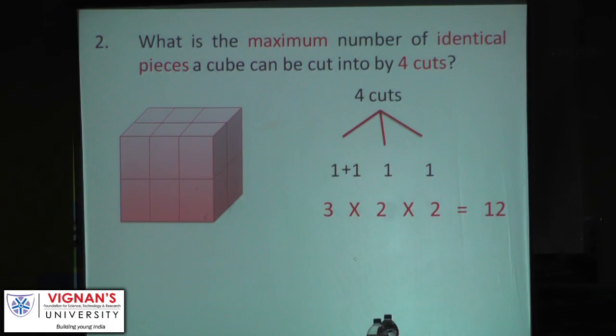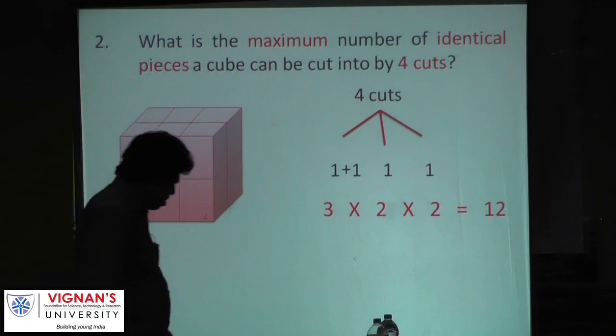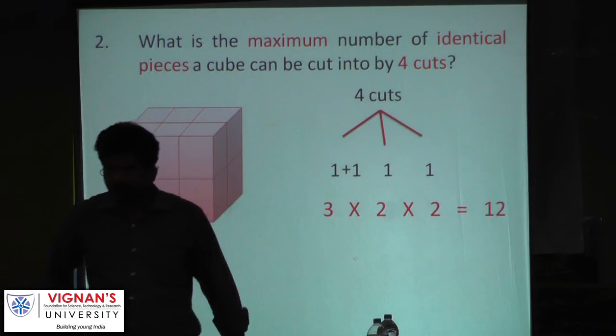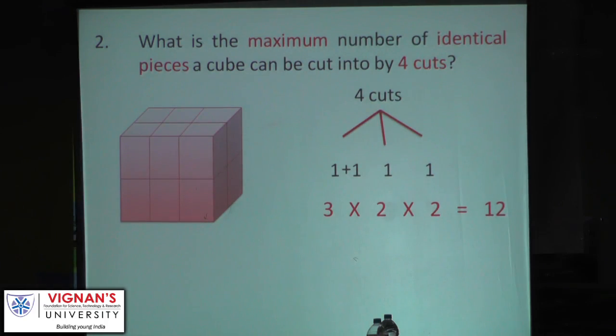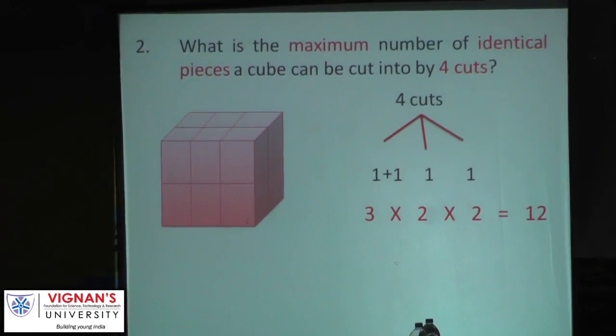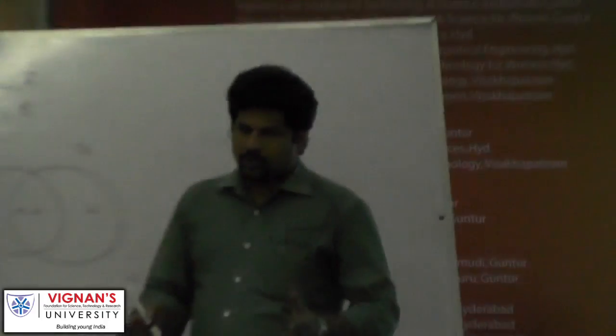There is one more idea here. 4 cuts can also give you 16 pieces, something like this. So if you don't see 12 in your options, then he must be thinking like this. But most of the times there are 2 ways you cut a cube.